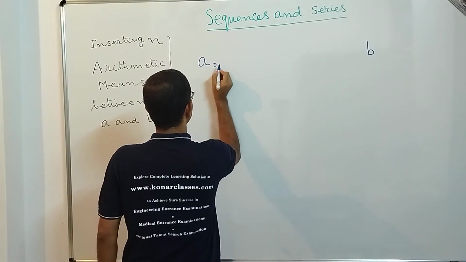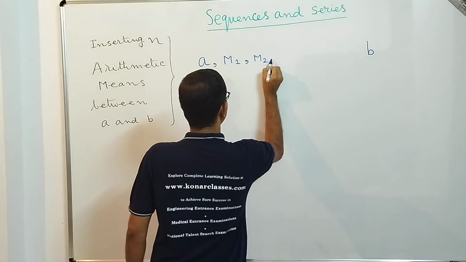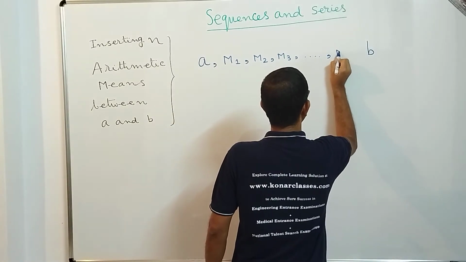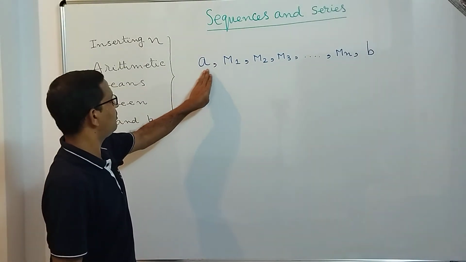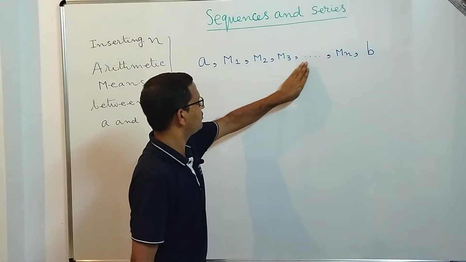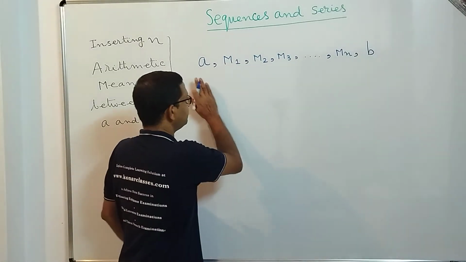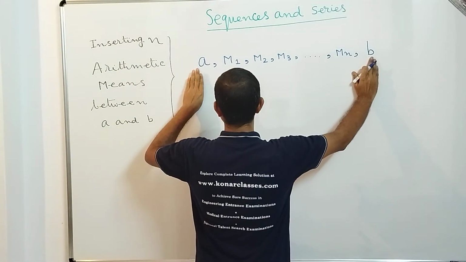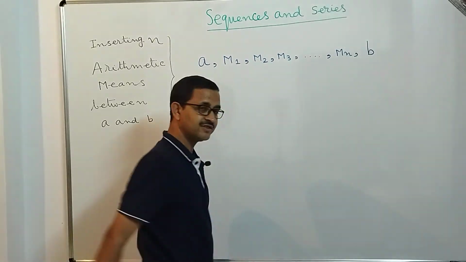That means the first number is A, then we insert one arithmetic mean M1, then another arithmetic mean M2, then another arithmetic mean M3. In that way we continue till the n arithmetic means, Mn. So that means A, M1, M2, M3, up to Mn, B are in arithmetic progression. So this is an arithmetic progression in which there are n plus 2 terms: the two extreme terms A and B, and in between there are n arithmetic means. That means n plus 1, plus 1, n plus 2 terms.